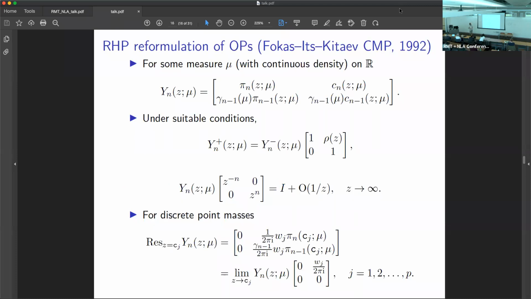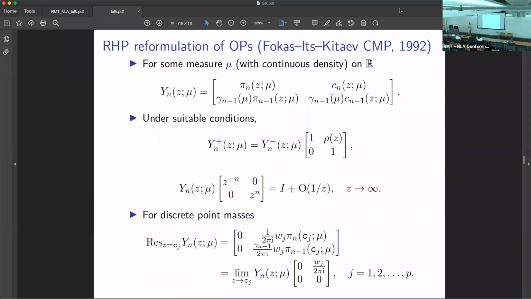The reason we are trying to use this RHP approach is that about 30 years ago, there existed a very nice RHP approach showing how we can represent these orthogonal polynomials in another way. So I can define this matrix valued function. You can see it contains all these orthogonal polynomials, their Cauchy transform, and so on and so forth. This gamma is the normalization constant for these orthogonal polynomials.